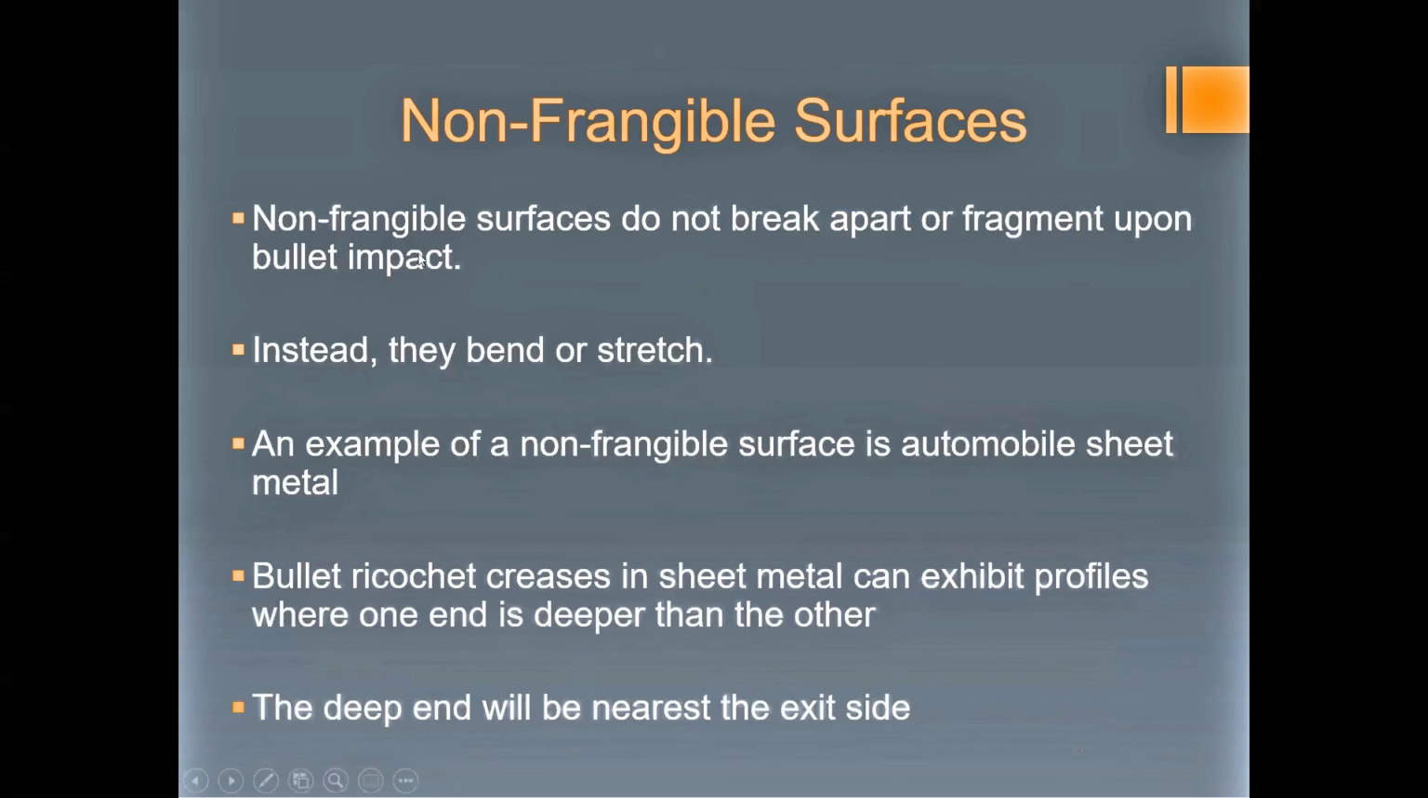Non-frangible surfaces. Non-frangible surfaces do not break apart or fragment upon bullet impact. Instead, they bend or stretch. An example of a non-frangible surface is automobile sheet metal. Like I said, this is our go-to. Bullet ricochet creases in sheet metal can exhibit profiles where one end is deeper than the other. The deep end will be nearest the exit side, okay? Frangible surface, deepest end is the entrance side. The non-frangible, or sheet metal, automobile sheet metal, the deep end will be near the exit side.